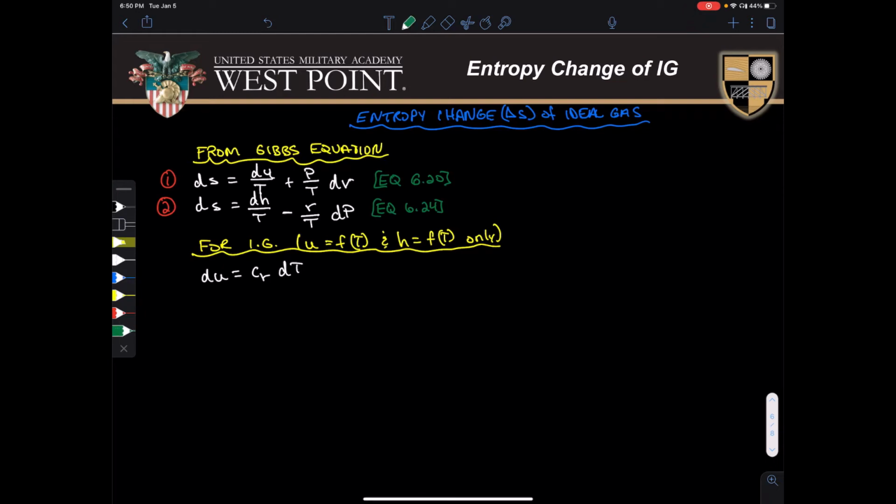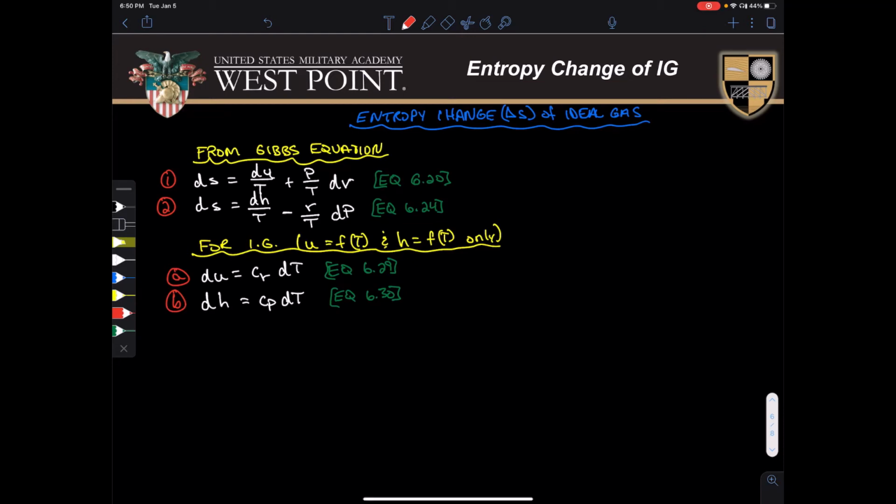And that is equation 6.29, and that will be equation Alpha. Also, a reminder that our differential change in enthalpy is equal to our specific heat at constant pressure times our differential change in temperature. And that is equation 6.30, and will be equation Bravo for today.